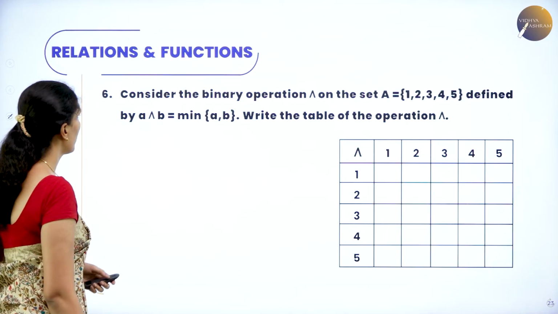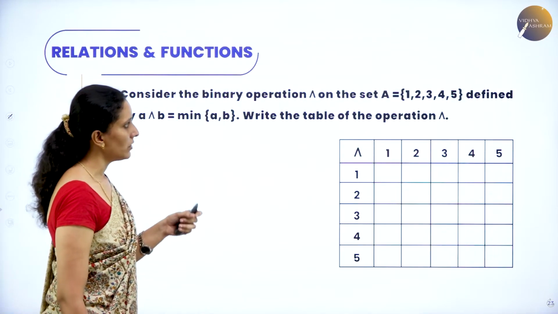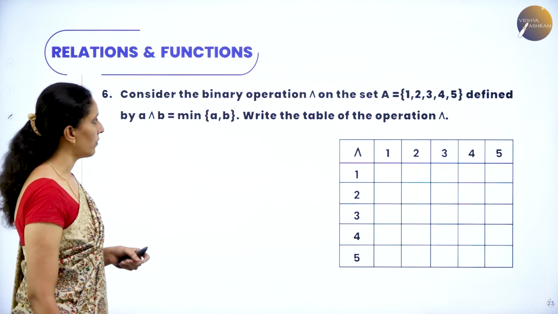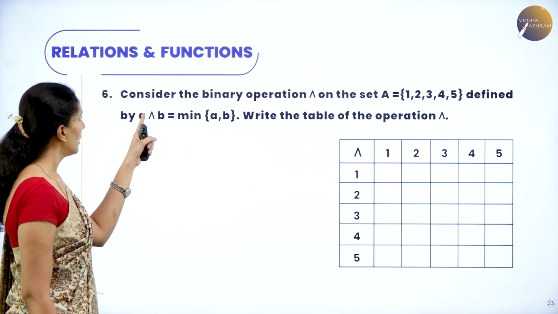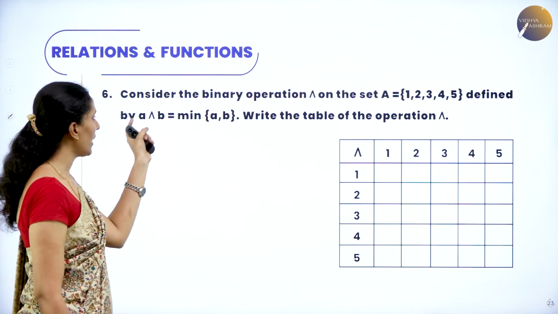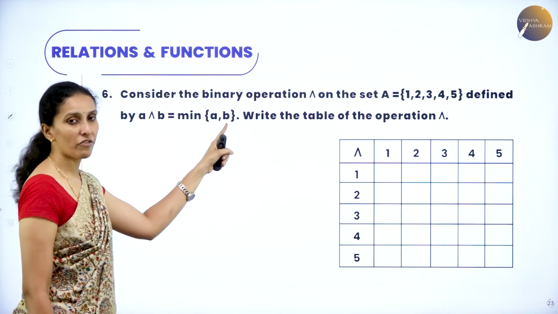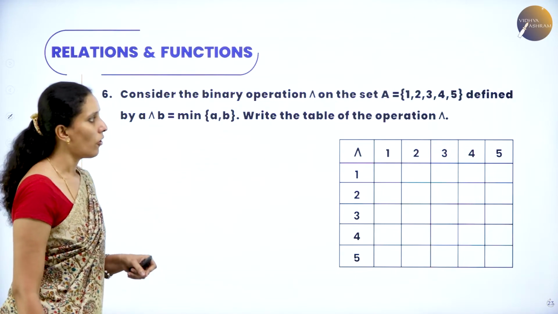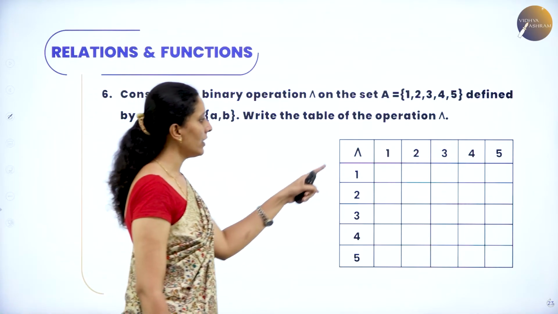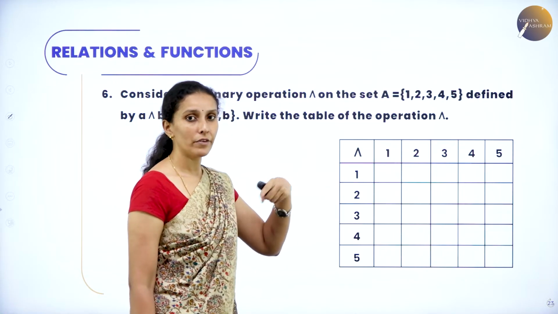Next question. Consider the binary operation minimum on the set A 1, 2, 3, 4, 5 defined by A star B, which is the minimum of A and B. Write the table for the operation. So again, this is nothing but you have to take the minimum of A and B.